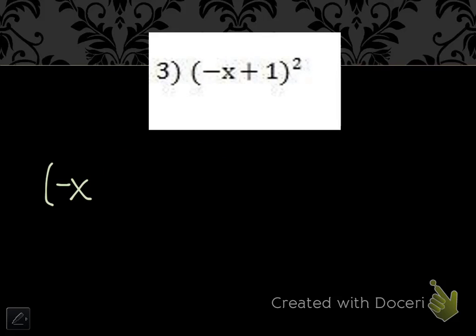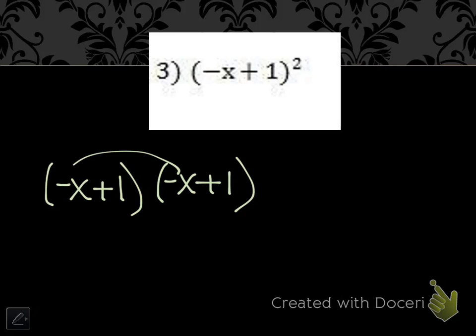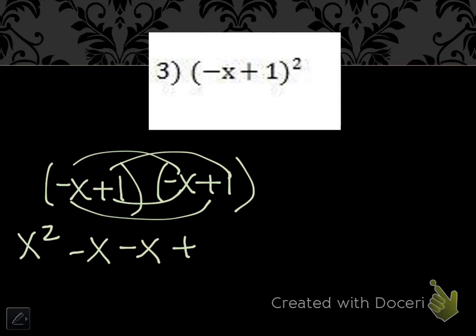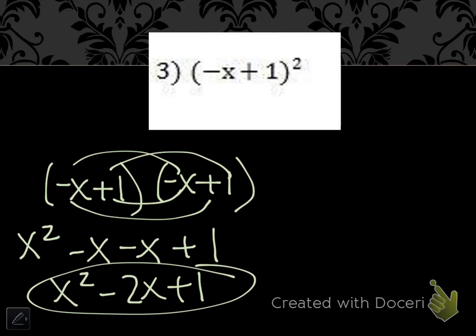Write it twice. Okay, so first is going to be negative times a negative is a positive. Outside, inside, last. So we'll get x squared minus 2x plus 1, because these are like having ones in front.